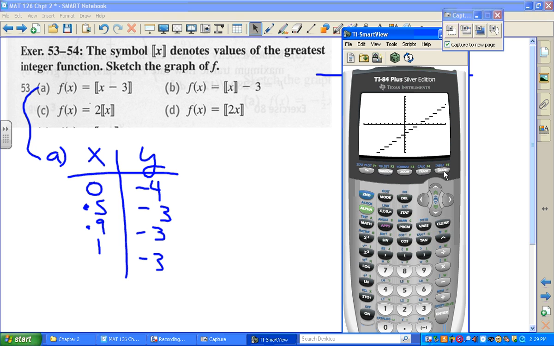Y equals greatest integer of x minus 3. So if I go to the graph, I go to second, calculate value, 0.5. What should it equal? Negative 3. On some graphs it will connect, on some graphs it won't. You have to know it's not supposed to be connected though. All right?